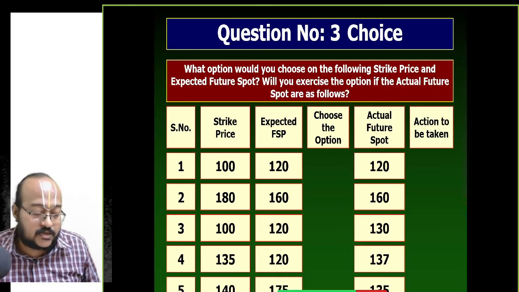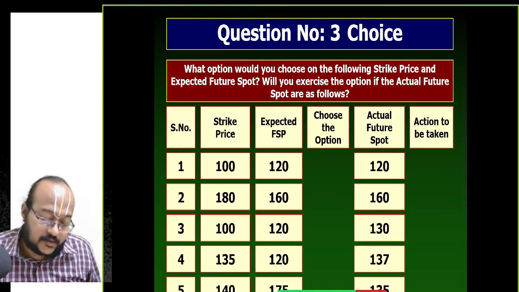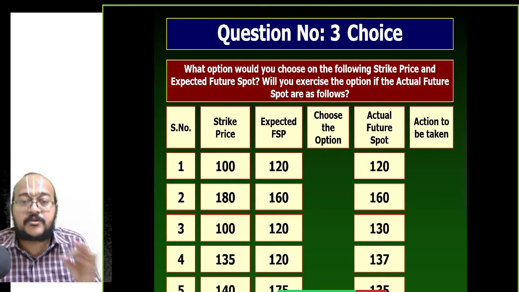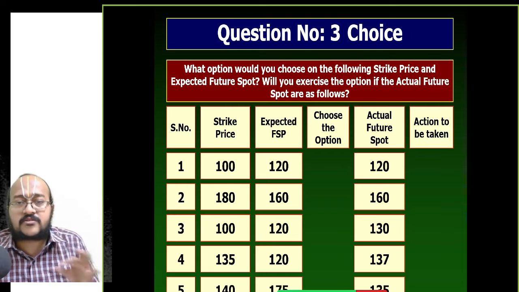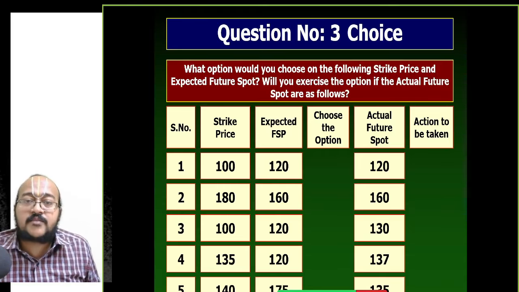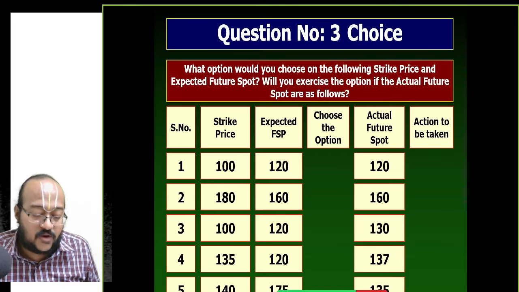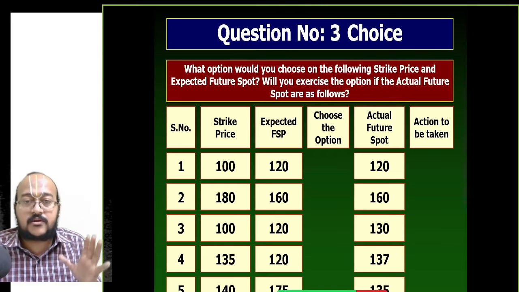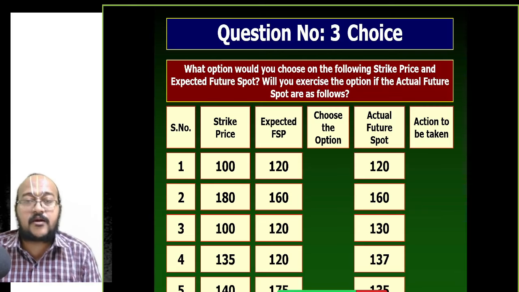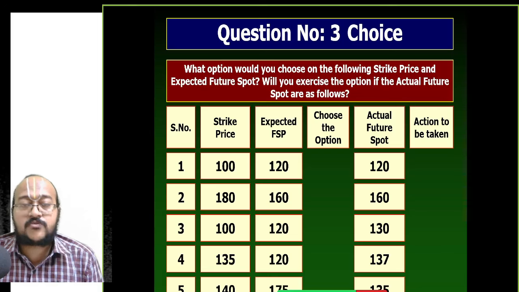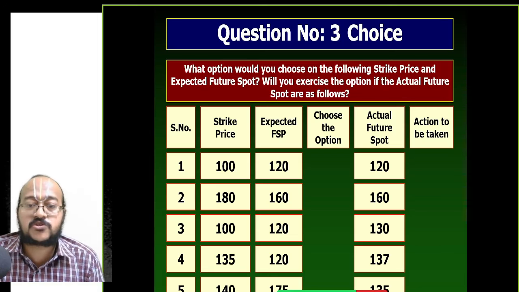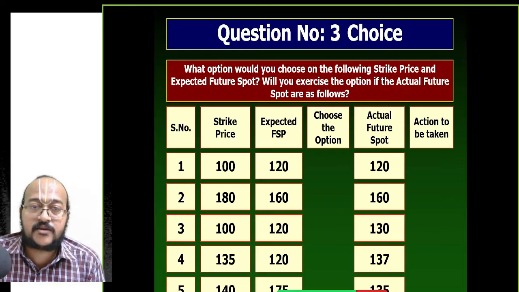First, take serial number 1. Strike price is 100. Expected, you go to Swamiji. First day you go to Swamiji, or a person, an astrologer. Ask him to predict the future price. What is he telling? 120. Okay, your strike price is 100 rupees. Expected future price, what Swamiji told? Rupees 120. Which option will you choose as per the Swamiji's advice?